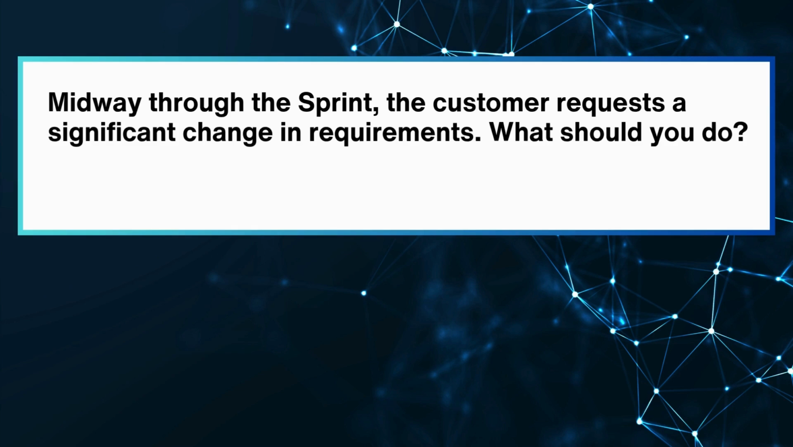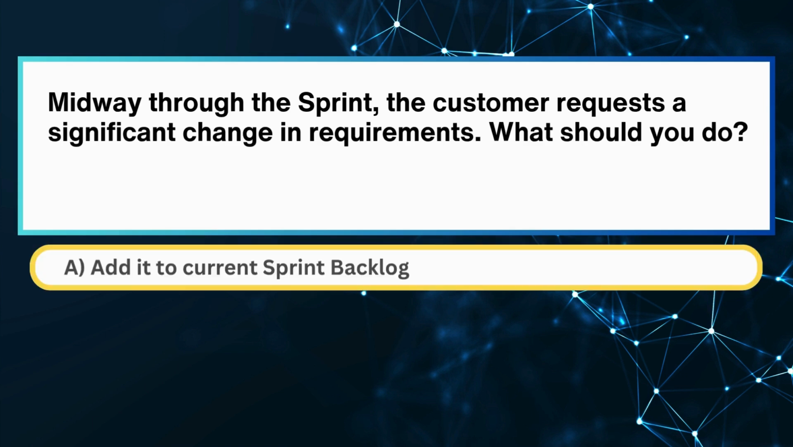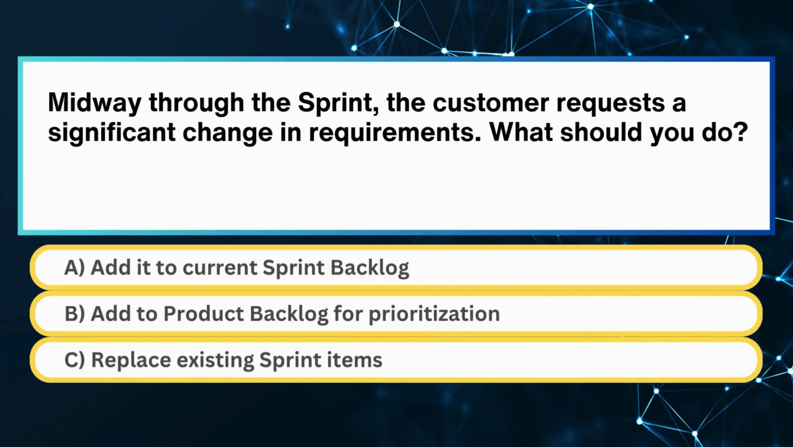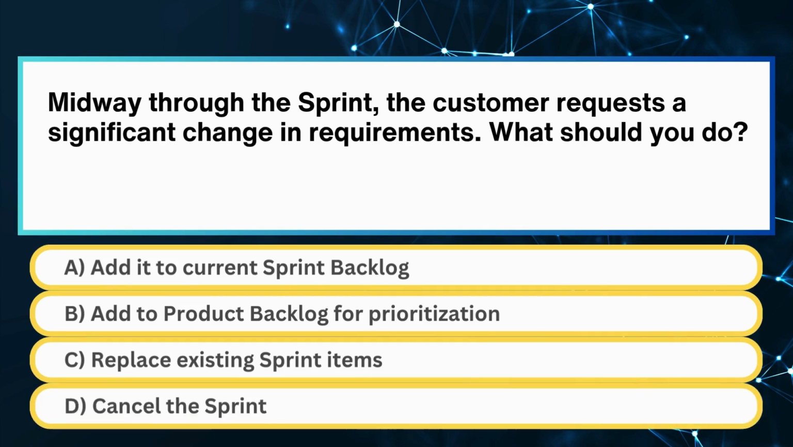Midway through the sprint, the customer requests a significant change in requirements. What should you do? Is it A. Add it to current sprint backlog. B. Add to product backlog for prioritization. C. Replace existing sprint items. Or D. Cancel the sprint.